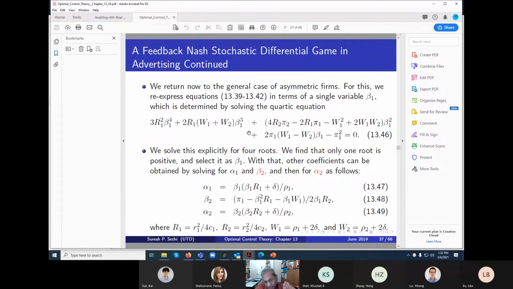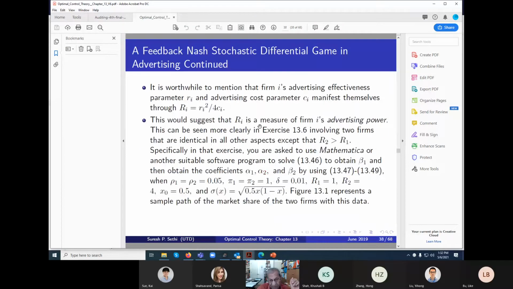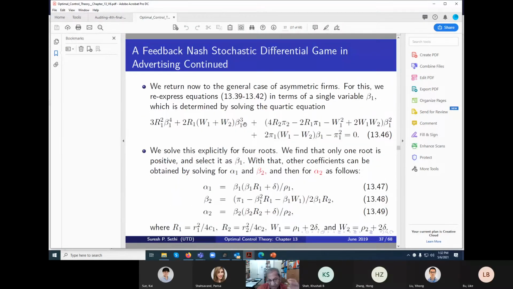The problem is that if you look at the Mathematica formulas for beta 1, they are complicated. You can say root 1, root 2, root 3, root 4, but you cannot say always that the second root is the positive root. Depending on the parameters, one of the roots will become positive. We prove that one of the roots will be positive, but we cannot tell you right away whether it's the first, second, third or fourth one.